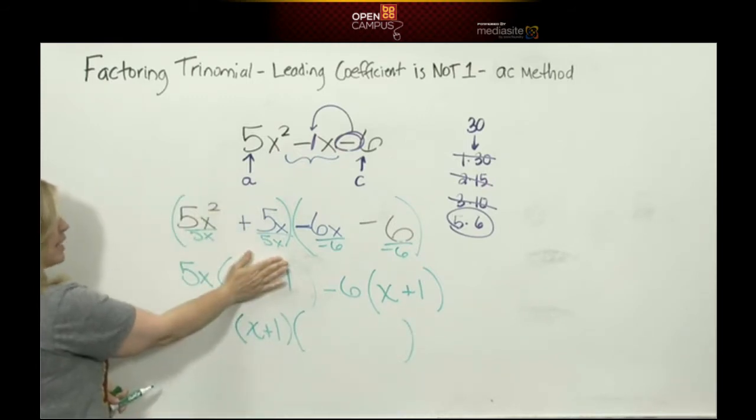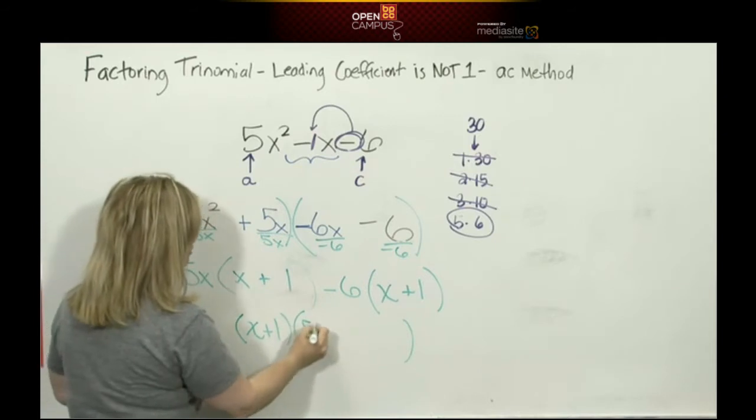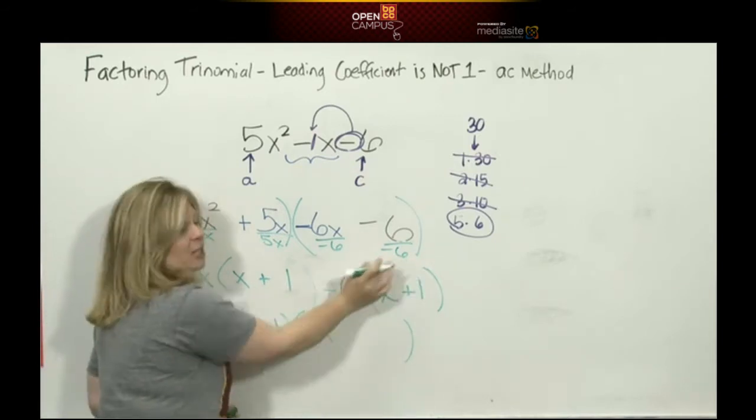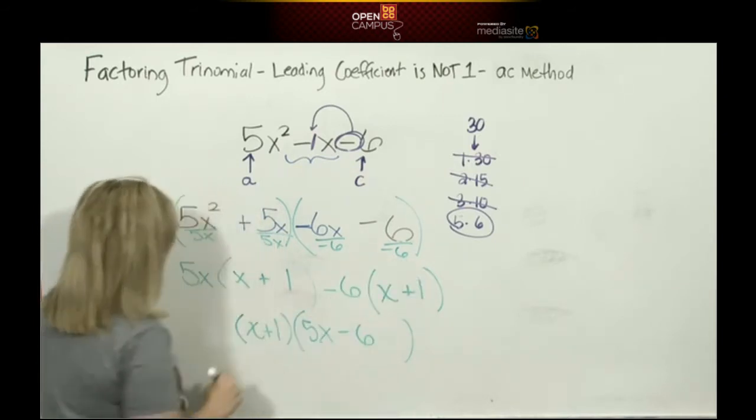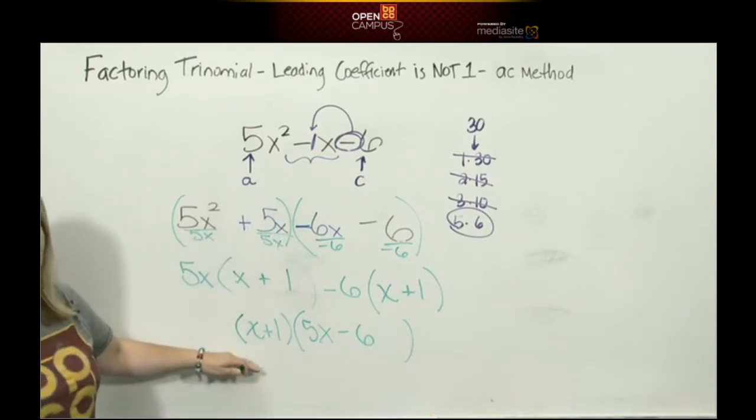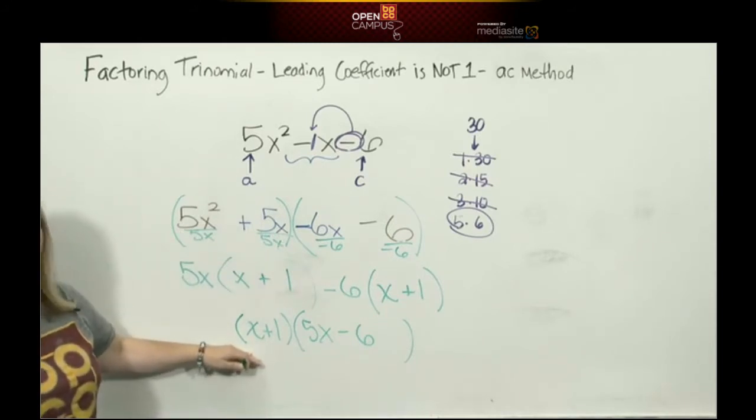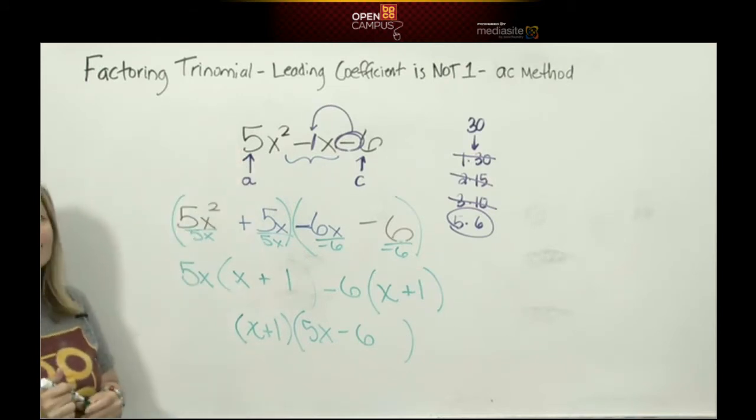If I factor out that x plus 1, I'm left with 5x. If I factor out that x plus 1, I'm left with minus 6. And that is the same expression factored that I got a minute ago by trial and error. This is doing the whole AC method.